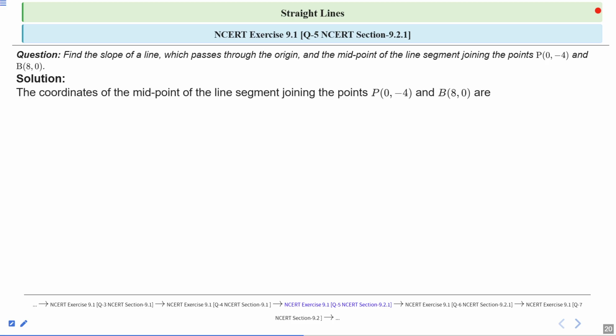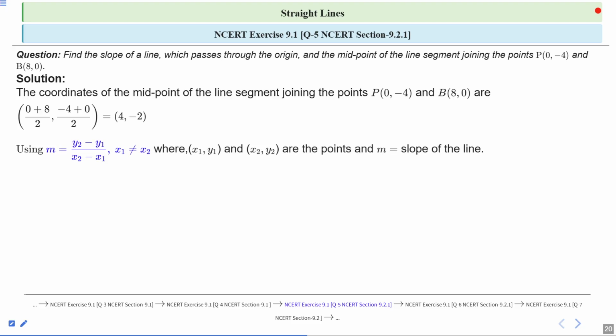The coordinates of the midpoint of the line segment joining the points P(0, -4) and B(8, 0) are ((0 plus 8) by 2, (-4 plus 0) by 2), and this is equal to (4, -2). So the coordinates of the midpoint of the line segment joining the points P and B are (4, -2).